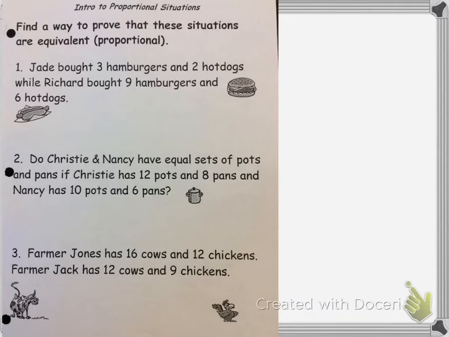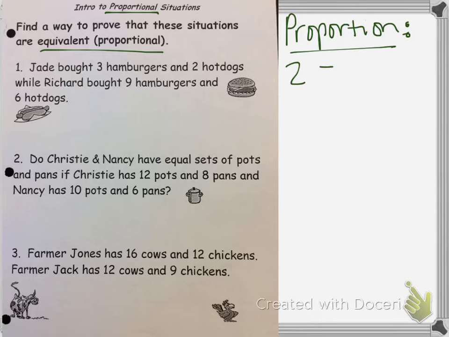We have been talking about what a ratio is. We talked about part to part to whole. Today what we're going to look at is proportional situations and how you can tell if proportions are equivalent. So first of all, you need to know that a proportion is two equivalent ratios.